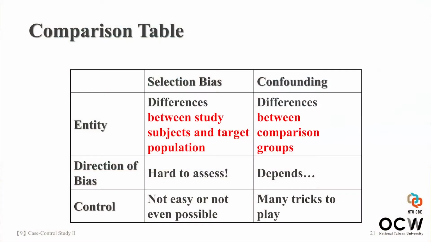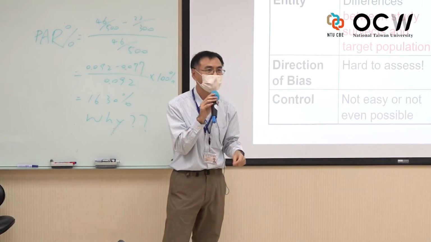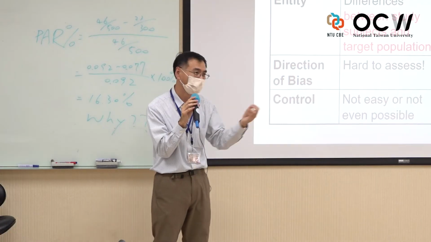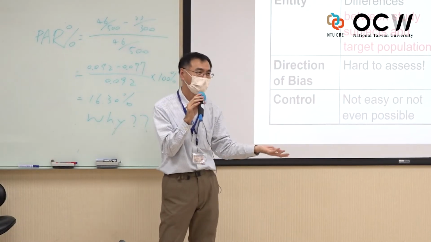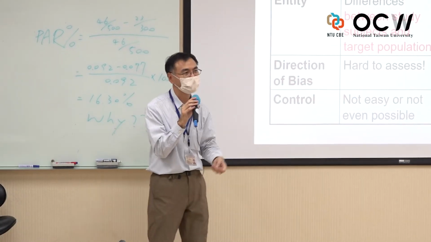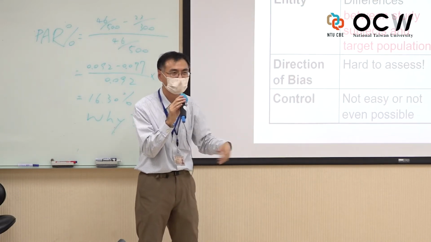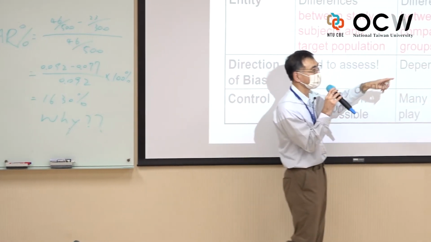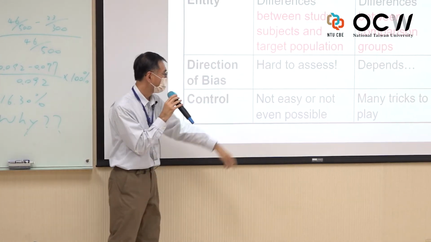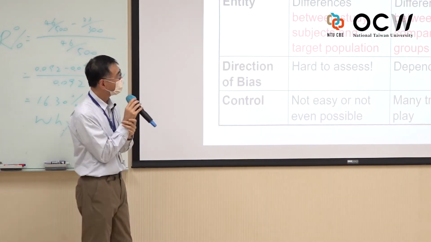But confounding is the difference between the comparison groups. It's happening within your study. So that's why we could do some adjustment if it's available. I mean, if you measure age, you can adjust for age. You have gender, you can adjust for gender. Okay? You could do matching, or modeling, or standardization, and so on. You have many, many ways to do it. So you have many tricks to play to deal with confounding. But for selection bias, it's very unlikely, or it's not easy, to do anything to deal with it.